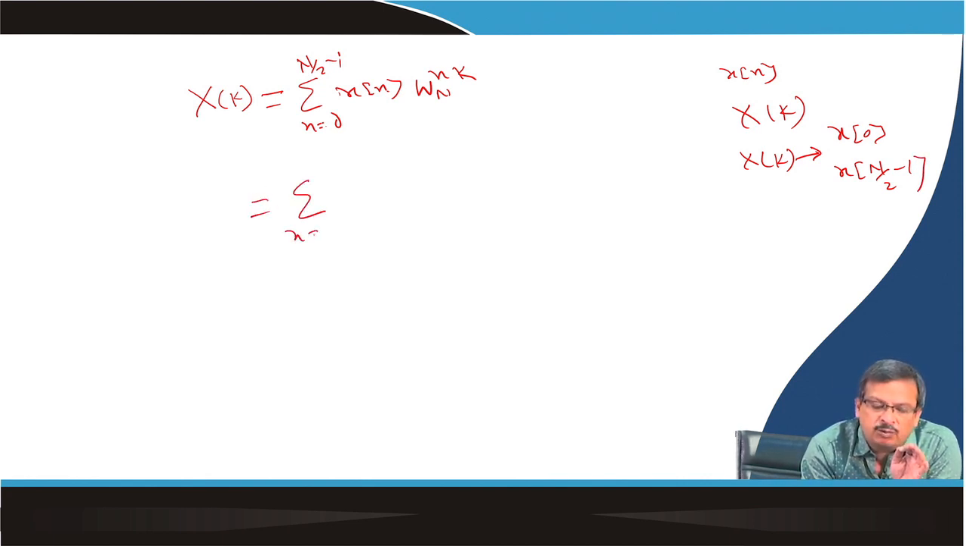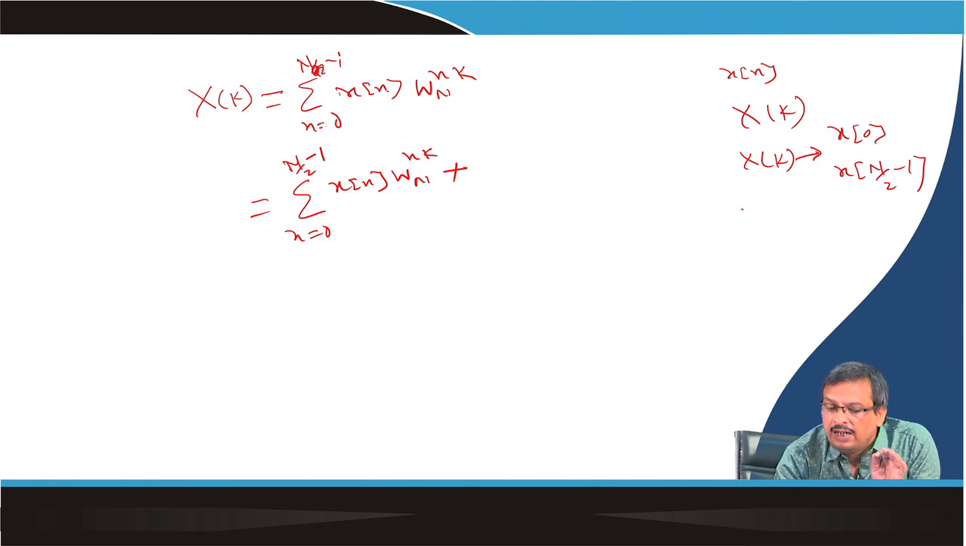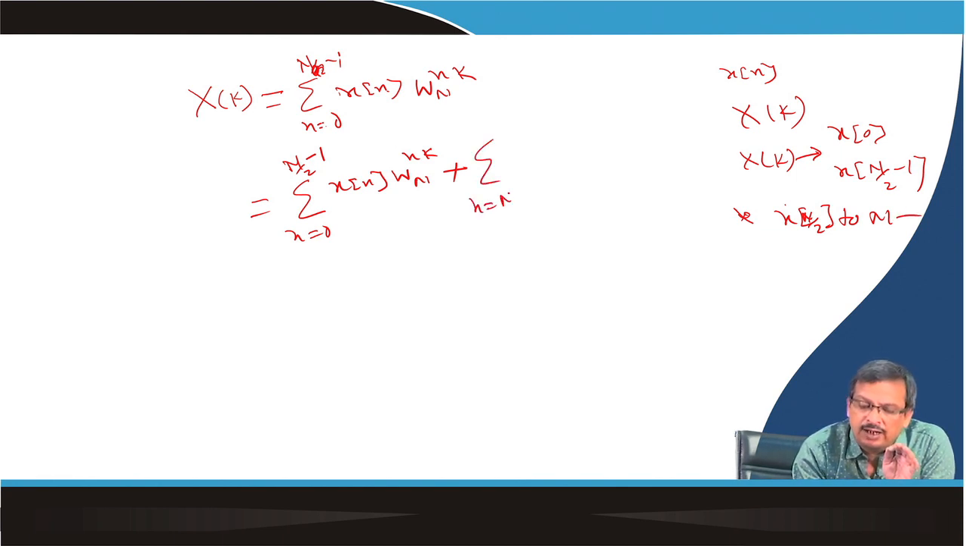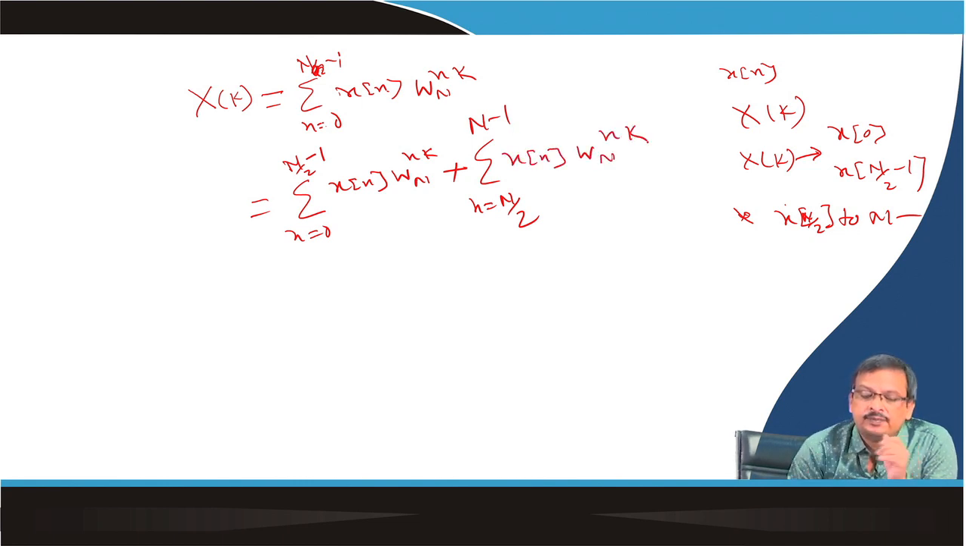So, n varies from 0 to N by 2 minus 1 of x[n] W_N^{nk}, plus another DFT term, which is when n varies from N by 2 to N minus 1. So, I can say n varies from N by 2 to N minus 1 of x[n] W_N^{nk}. Now, look at this one.